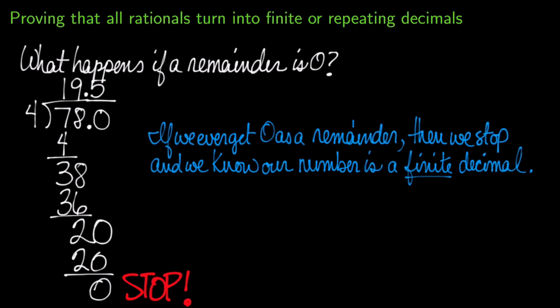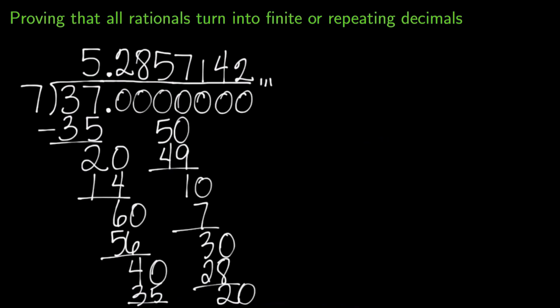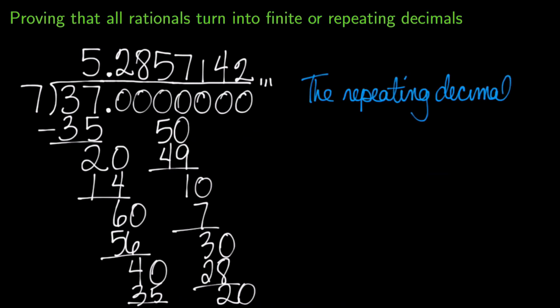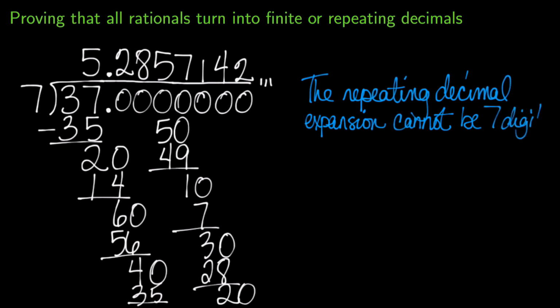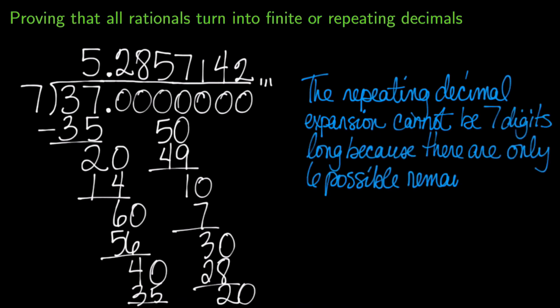But going back to our original problem of 37 divided by 7, you're never ever going to get a remainder of 0. However, the repeating decimal expansion can't possibly be 7 digits long because there were only 6 possible remainders. You never get a remainder of 0. There are only 6 possible remainders left. And so you know that you are going to get a repeating pattern of numbers that's 6 digits long or fewer.